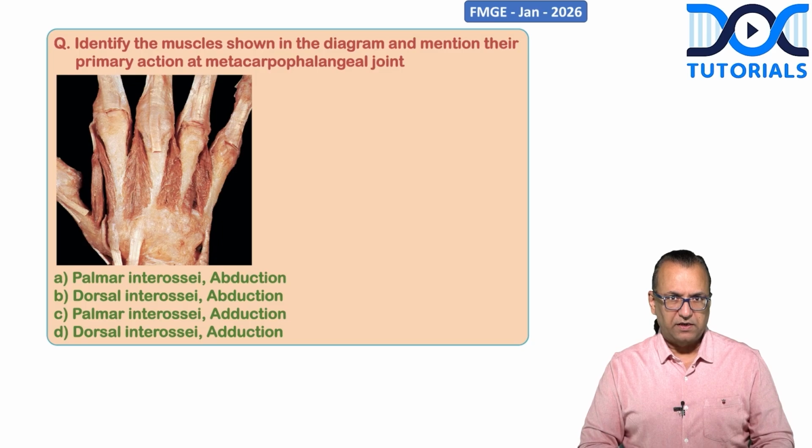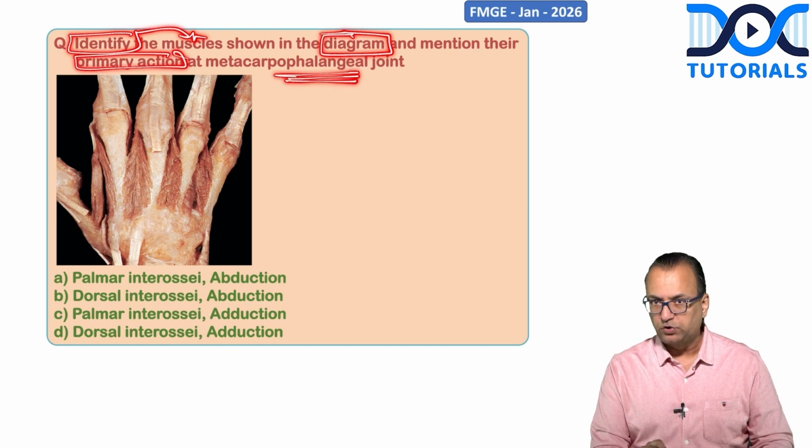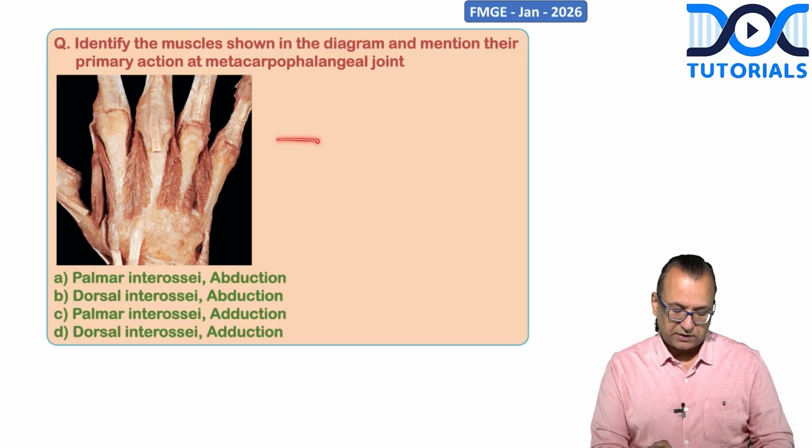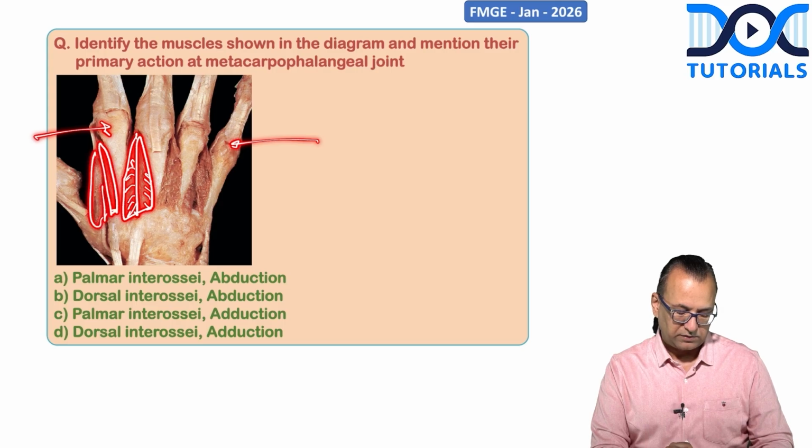Hand muscles are being shown, asking us to identify and mention the primary action at the metacarpophalangeal joint. It is the dorsal view of the hand, and these are dorsal interosseous muscles, which are bipinnate, taking origin between the metacarpal bones. So this is again a bipinnate muscle. There are a total of 4 dorsal interossei. One here, and this is the last one.